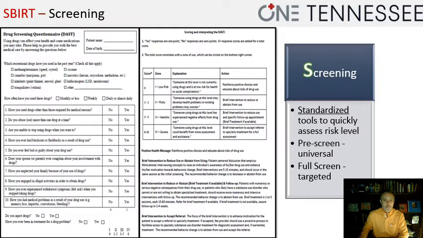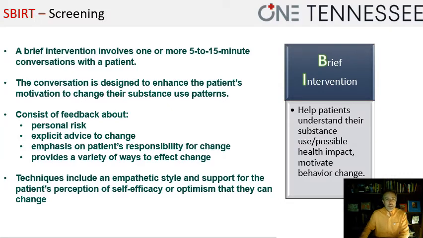After the screening, you move into a brief intervention, which involves one or more 5 to 15 minute conversations with a patient. The conversation is designed to enhance the patient's motivation to change their substance use patterns. This consists of feedback about personal risk, explicit advice to change, and there's a big emphasis on the patient's responsibility for change. And this provides a variety of ways to affect that change. So you really have to get the patient's buy-in and use those motivational interviewing techniques for the patient to come up with their own solutions to the problems and challenges that they're facing. Techniques include an empathetic style and support for the patient's perception of self-efficacy, or optimism that they can change.